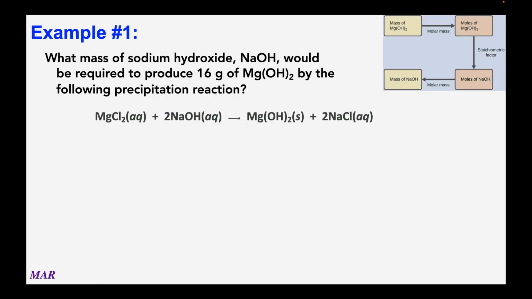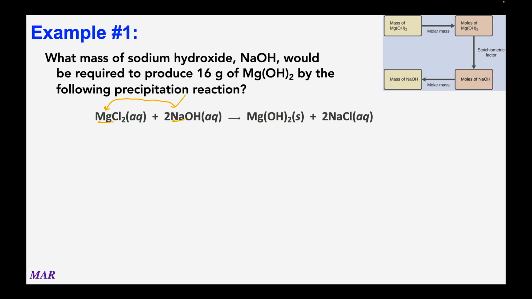So here's another kind of question you might see. What mass of sodium hydroxide would be required to produce 16 grams of magnesium hydroxide by the following precipitation reaction? This is another thing we talked about in Chem 221 at the end. A precipitation reaction is a type of reaction where the like parts trade places. Magnesium and sodium are both positive metals, cations, so they're going to swap places.